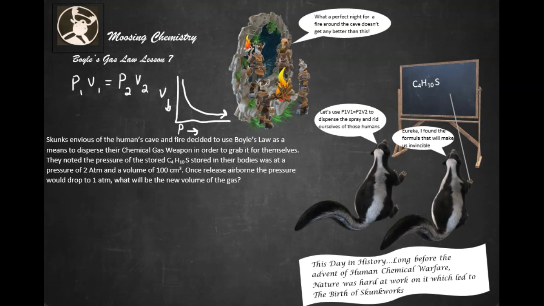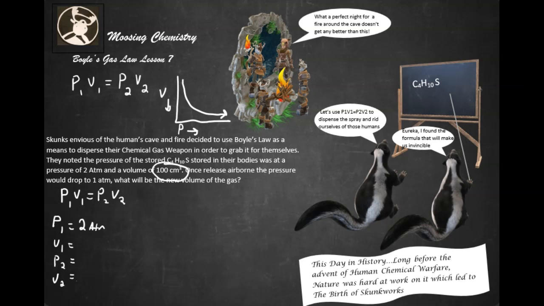All right, well, the first thing you want to do is set up your formula. P1 V1 equals P2 V2. And now what I like to do is set up a chart right here to keep track of all our values. By doing so, it makes it easier for us not to forget things. All right? So our first pressure was 2 atm. Our first volume is 100 centimeters cubed.